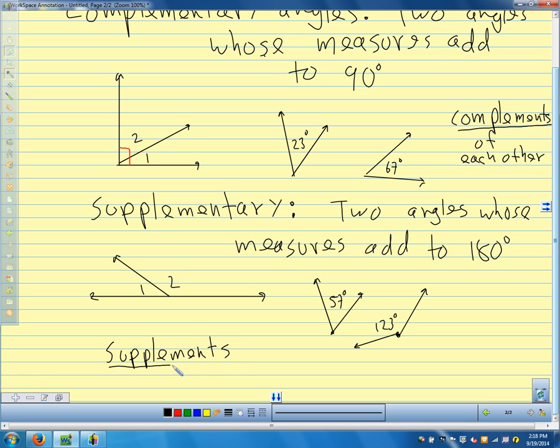And we say they're supplements of each other. So 57 is the supplement of 123. Angle 1 is the supplement of angle 2. Okay, questions so far?